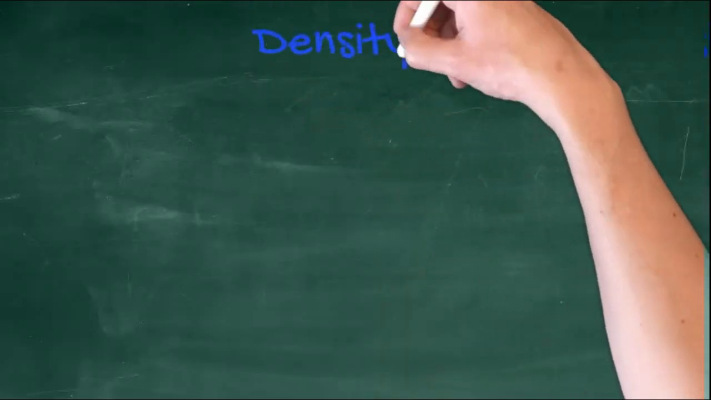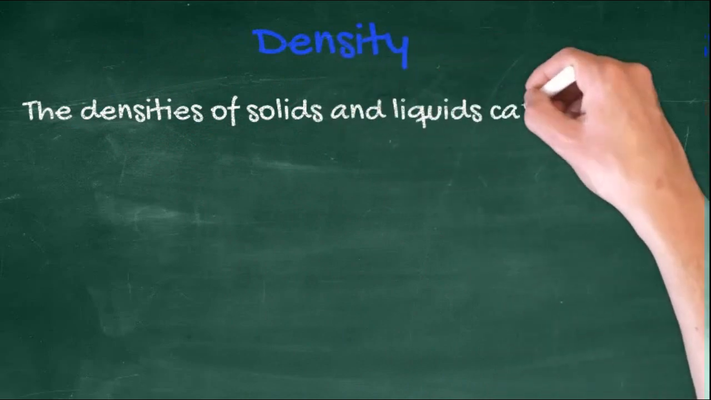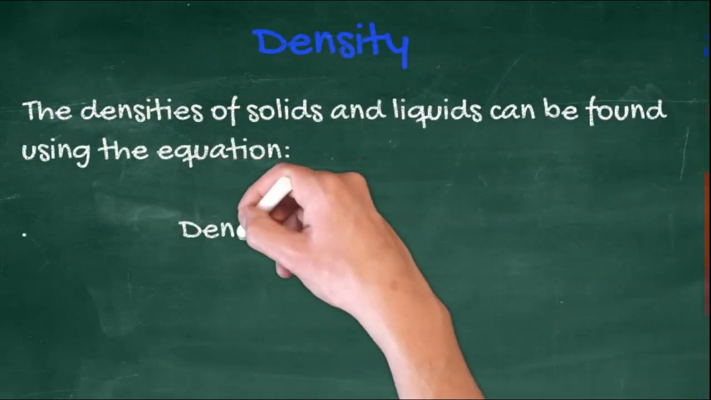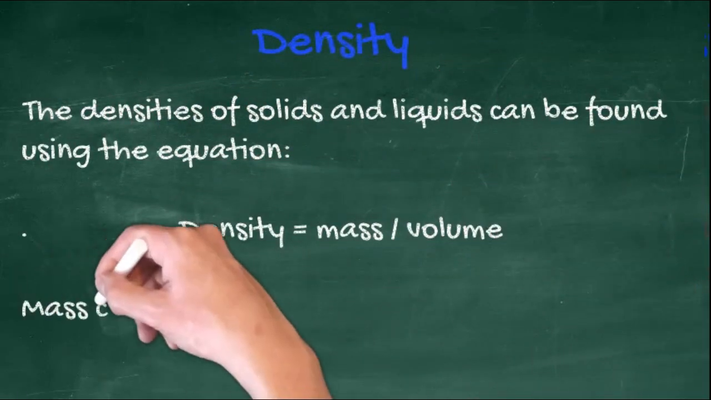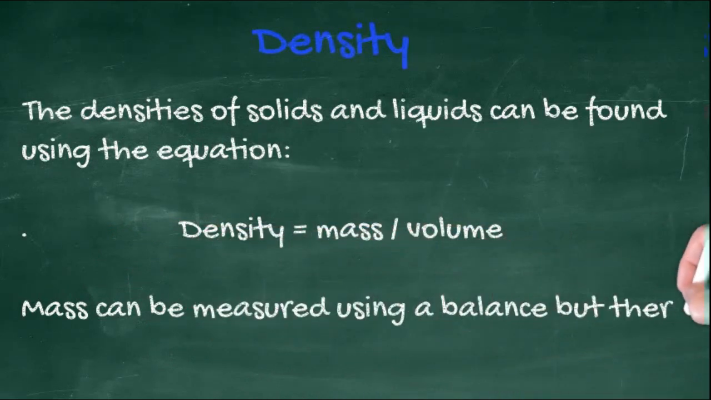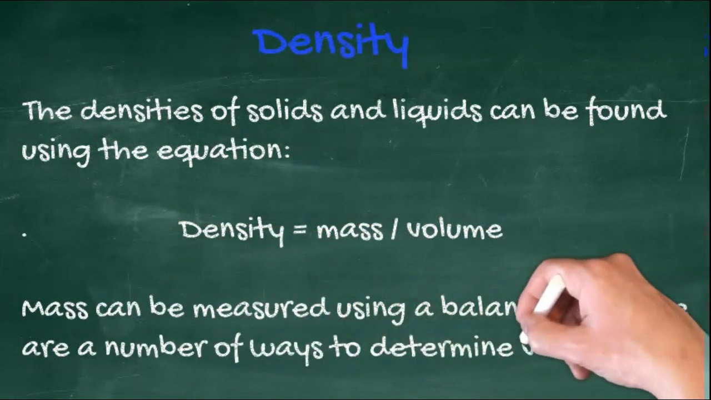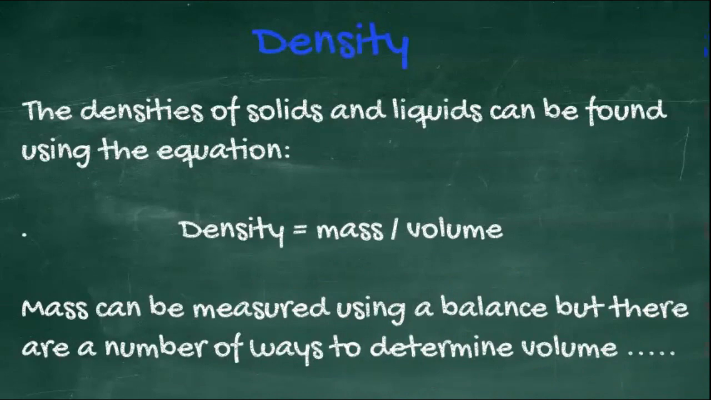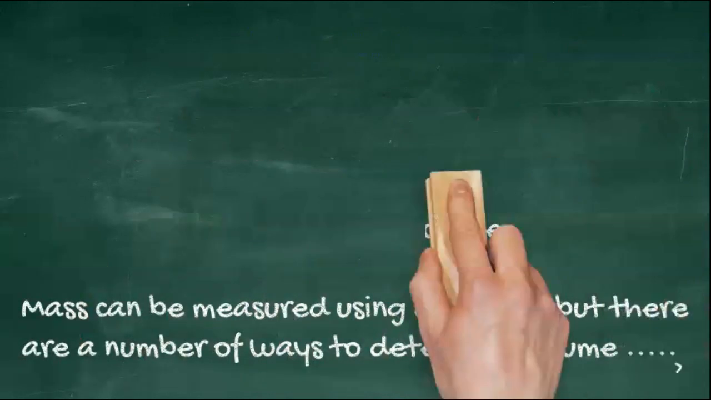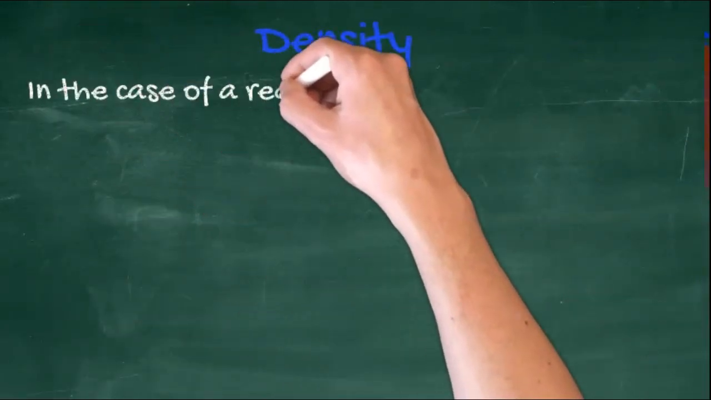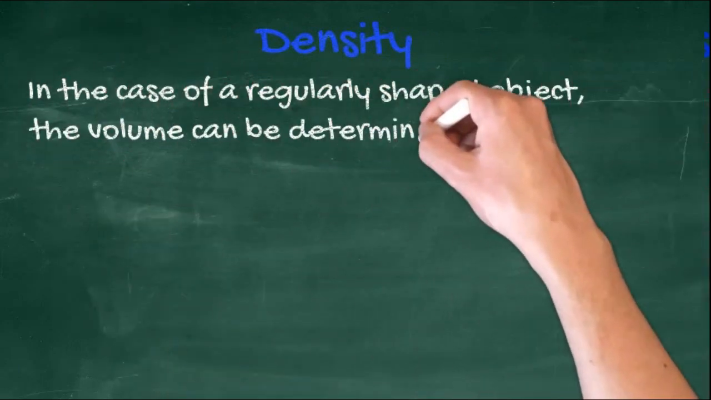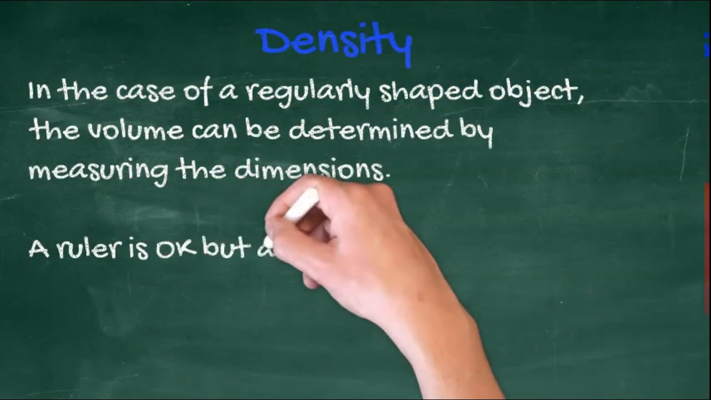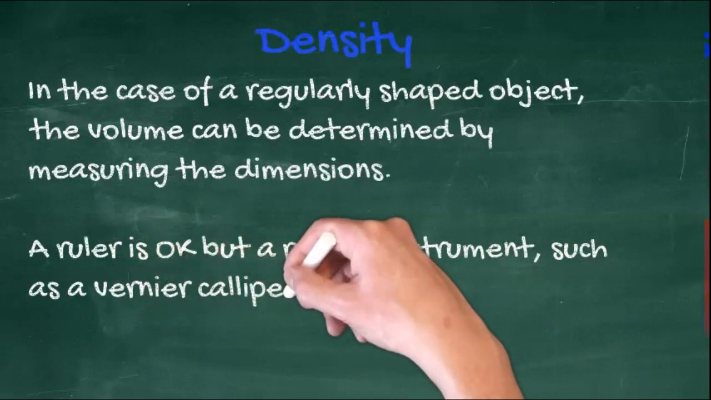We've just mentioned density, and density can be calculated from the formula density equals mass divided by volume. Mass can be measured using a balance, but there are a number of ways to determine volume. In the case of a regularly shaped object, the volume can be determined by measuring the dimensions, height, width, depth.